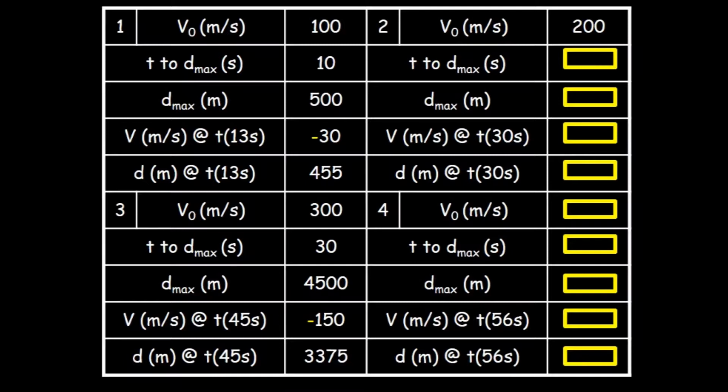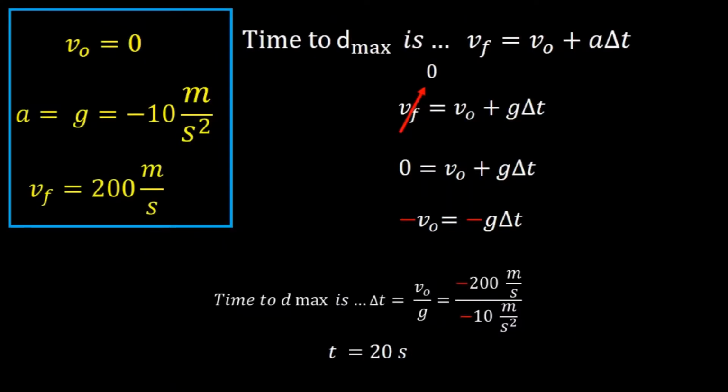Now let's see how that actually occurs. Remember the equation. VF equals V naught plus AT, correct? So VF is 0 equals V naught plus G delta T. Remember, G is negative. How does the V naught get negative? V naught gets negative because you have to subtract it from both sides, correct? So you get V naught equals negative G delta T. Solve for time, and you get 20 seconds. Clear?